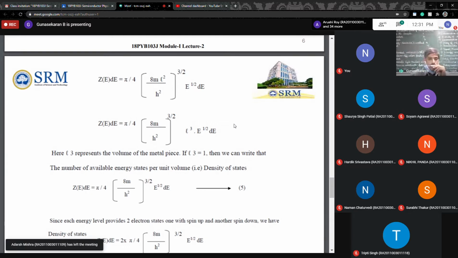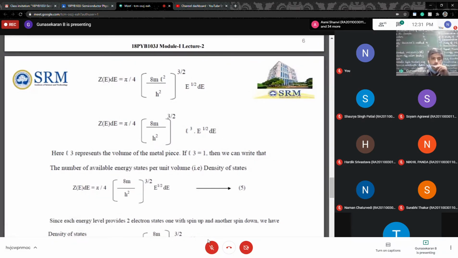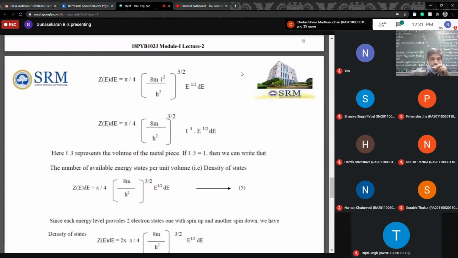Do you understand? Say yes or no. Do you understand or not? Yes, sir. So this equation 5 gives the density of states. Z of E dE is equal to pi by 4, (8 m by h square) whole power 3 by 2, E power 1 by 2 into dE.